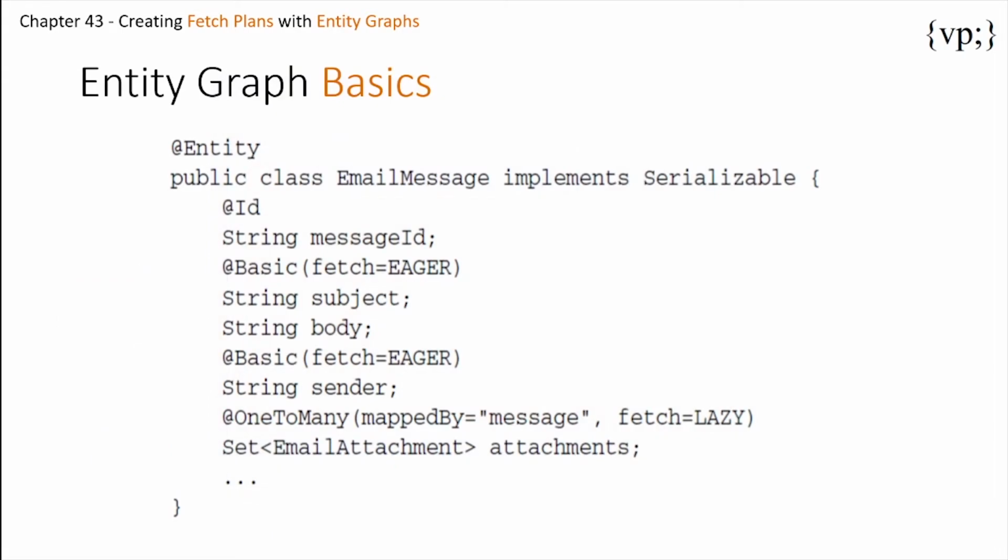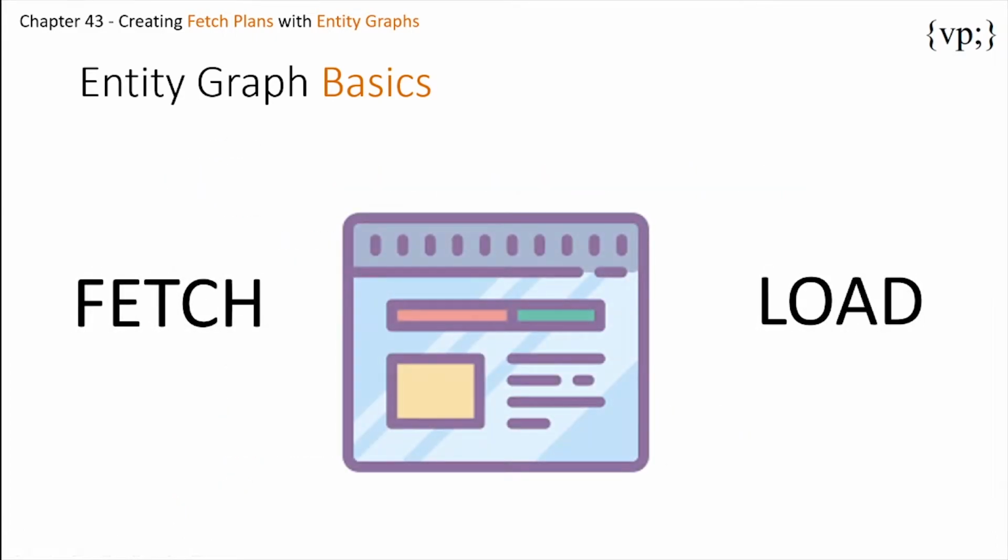This example shows you how to use fetch attributes to set certain properties to be eager, which means that these will be loaded before the others. The default entity graph for this entity would contain the message ID, subject, and sender fields, but not the body or attachment fields. Now, these entity graphs can be one of two types, a fetch or a load.